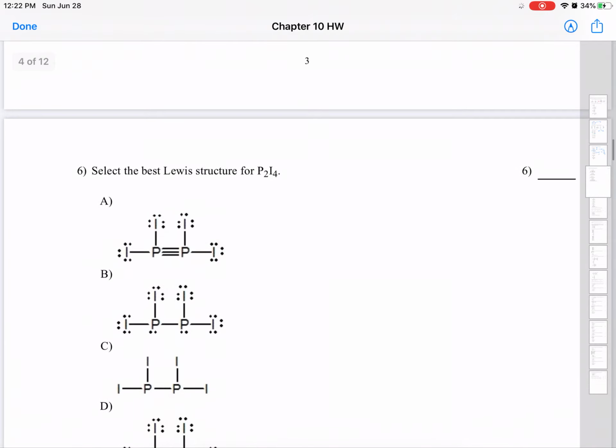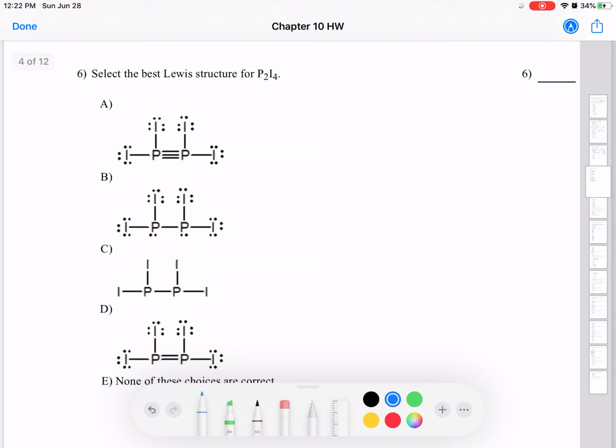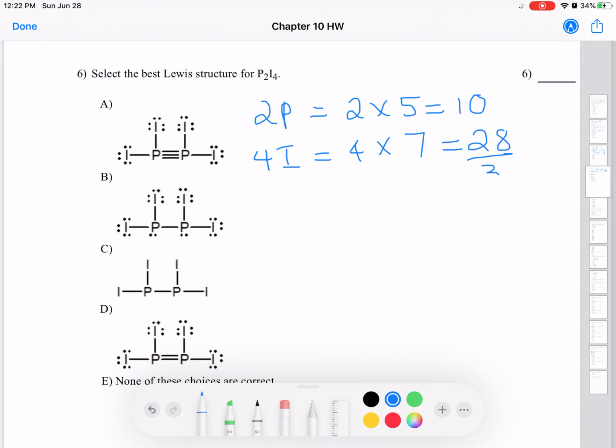The next one, again select the best Lewis structure for P2I4. Now for the P2I4, we can draw the Lewis structure from scratch. So there are 2 phosphorus. Phosphorus is in group 5. So 2 times 5, 10. And then we have how many iodine? 4. Each iodine will have 7 valence electrons. 7 times 4, 28. So there are 38 valence electrons.